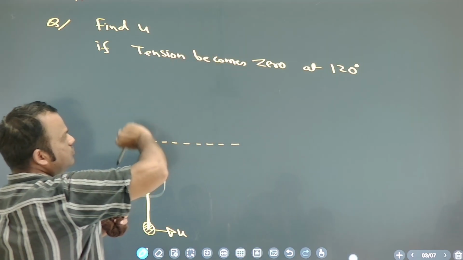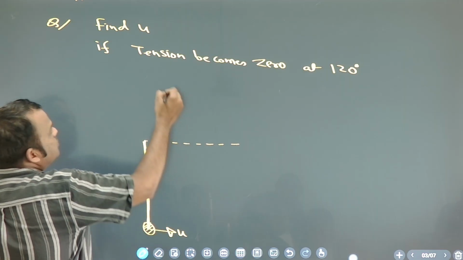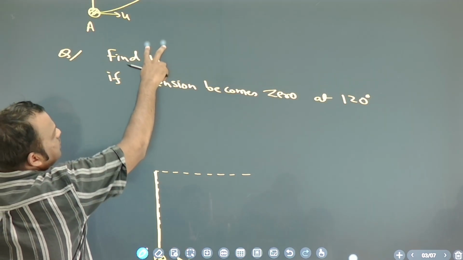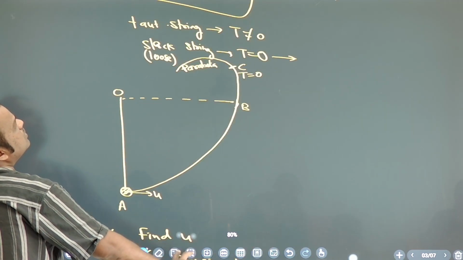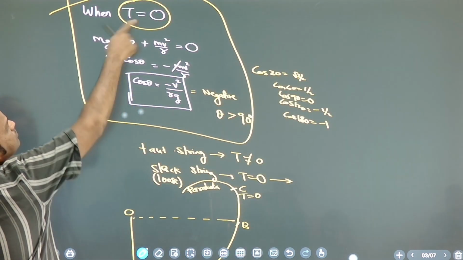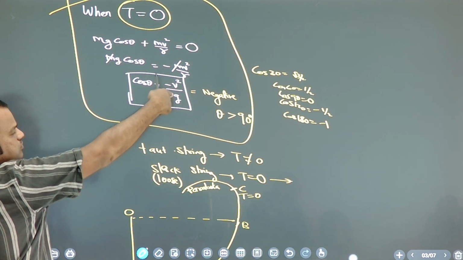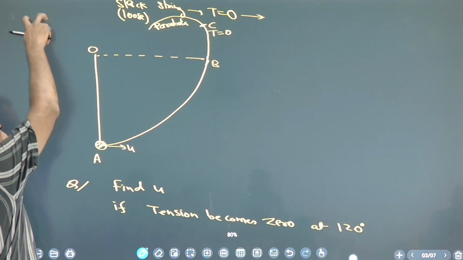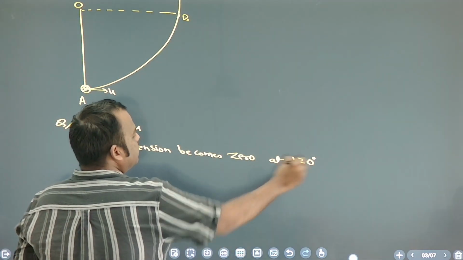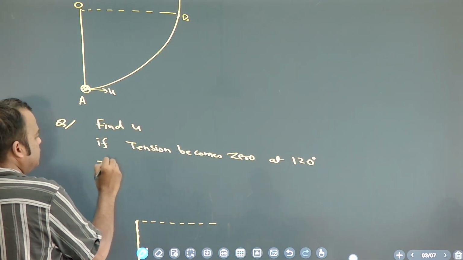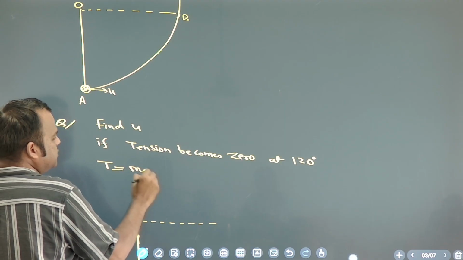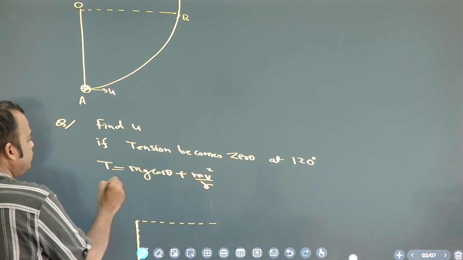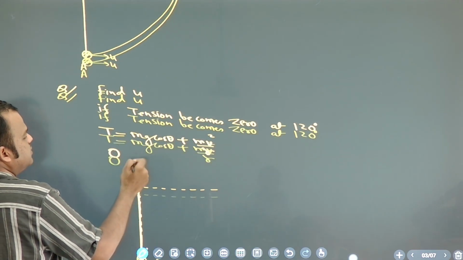After this, parabola. So use the formula of tension. Tension is 0, so we have derived it. So what is the formula for zero tension? When tension is 0, what is cos theta? Minus v square by rg. Now theta is given as 120 degree. So T is equal to mg cos theta plus mv square by r. Okay, so T is 0.